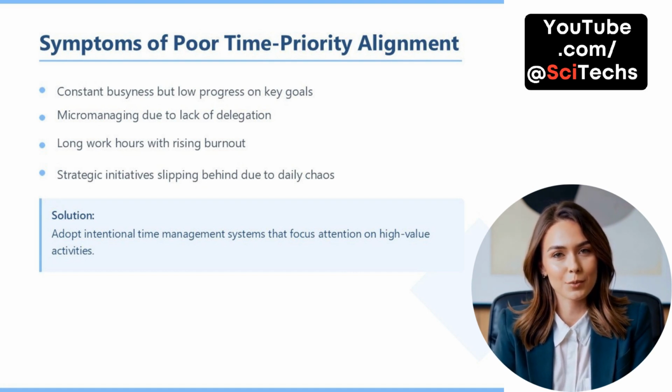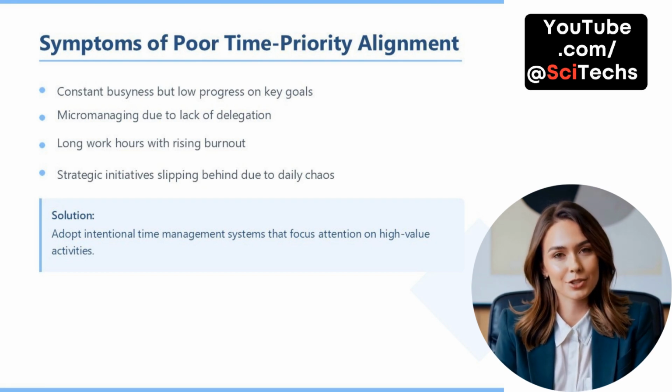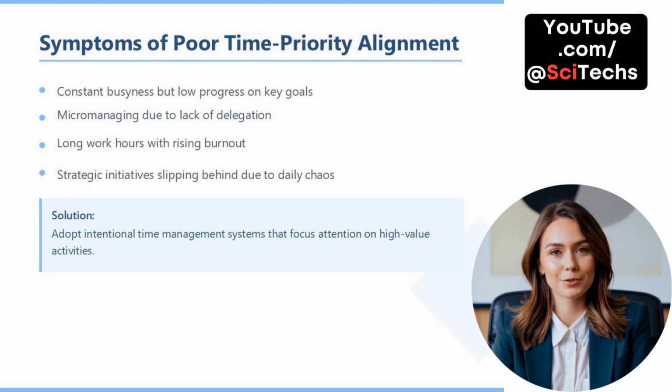The solution is not working more hours. It's working smarter through intentional systems that align time with value. By identifying high-leverage tasks and blocking time for them, managers can break the cycle of reactivity. They move from overwhelmed to focused. And with structured delegation, they empower their teams instead of shouldering the load alone. Alignment isn't a luxury. It's a prerequisite for meaningful progress and sustainable leadership.